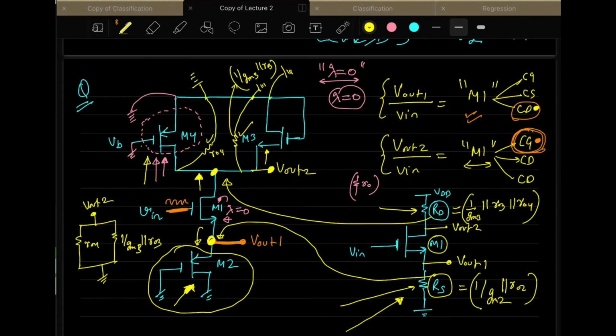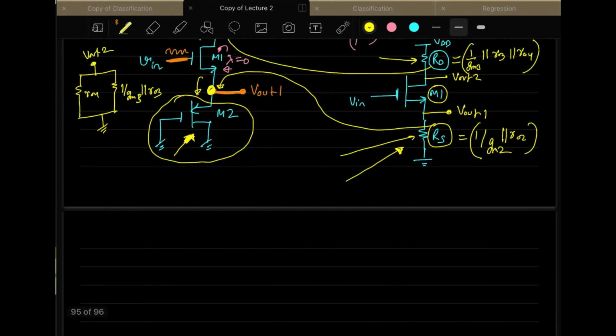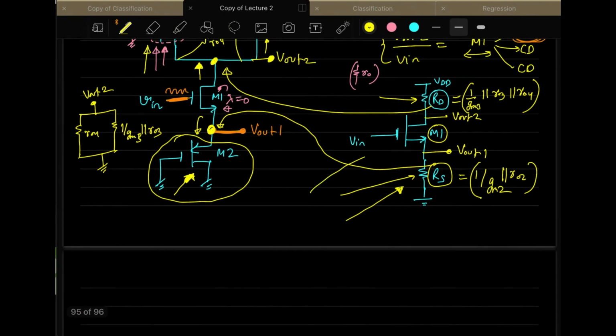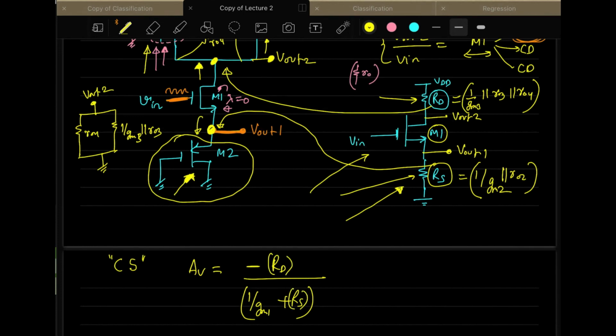So now you already know that for this particular topology, if it is a common source topology, then the gain, you already know what that gain is. The gain is basically minus RD over 1 over GM1 plus RS. You already know this gain for the common source amplifier, which we have already discussed last time. So now you can substitute the values of RD and RS and you will get the answer.